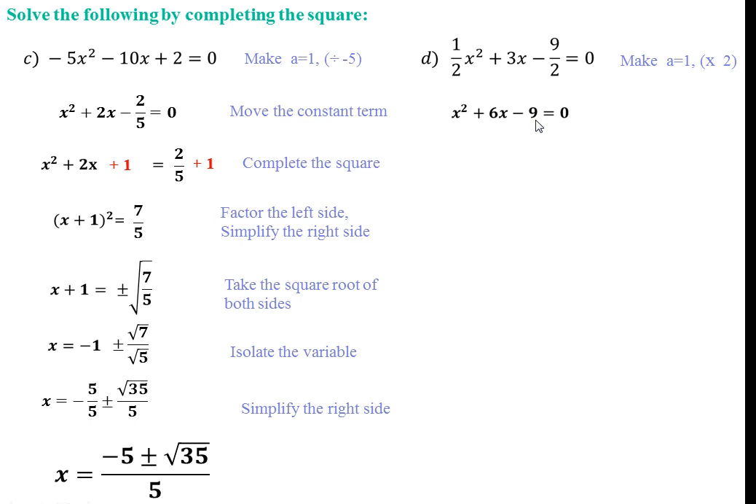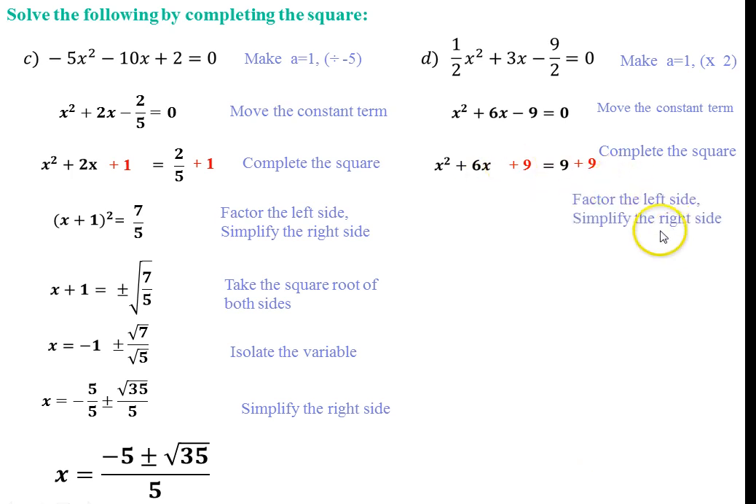So let's go through our steps. Let's move the constant term, so let's add 9 to both sides of the equation, move that negative 9 over to the right side. Now let's complete the square. So half of 6 is 3, 3 squared is 9, so make sure we add 9 to both sides of this equation. Next step, let's factor the left side. So again, x squared plus 6x plus 9 is a perfect square trinomial. That factors as x plus 3 all squared, and 9 plus 9 is 18.